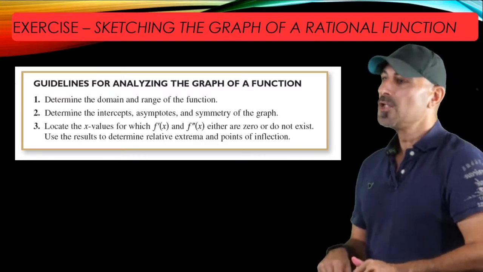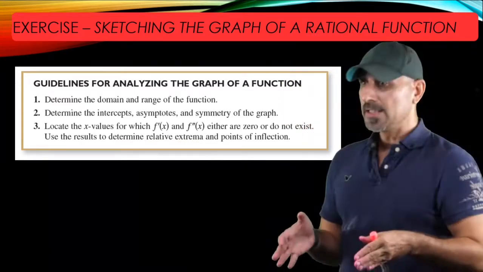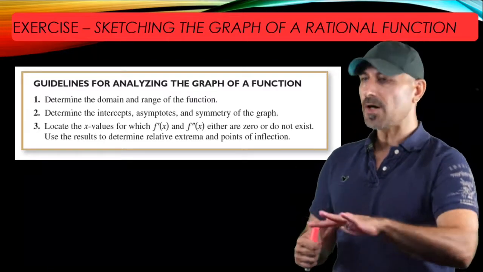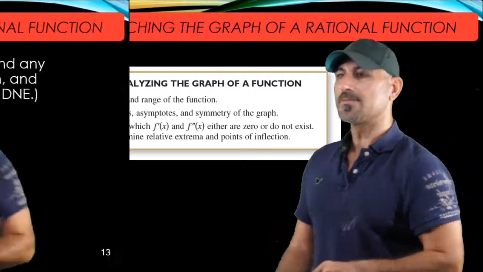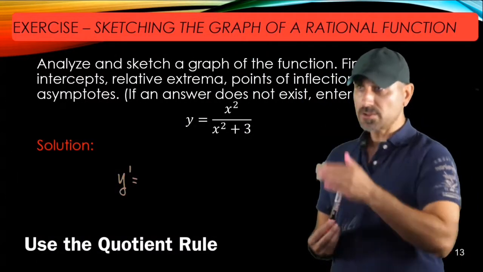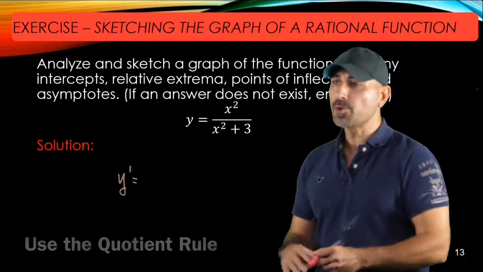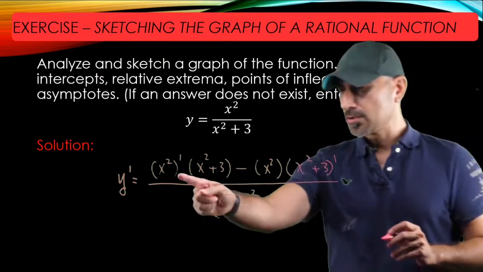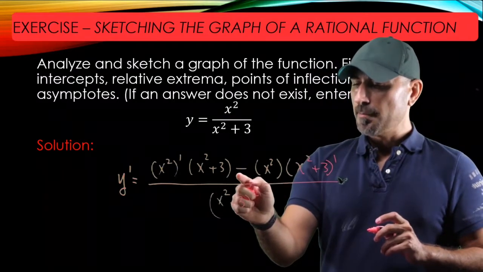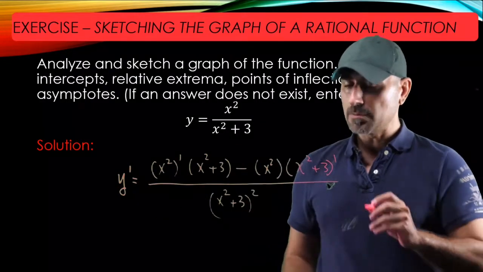Okay, good. So now let's move on to the last step, last guideline, to get some sort of conclusion, like increasing, decreasing, concave upward, downward, that kind of stuff. Well, here we go. Let's look at y prime. Well, we have a quotient, x squared over x squared plus 3. Why don't we go ahead and use the quotient rule? Here's the application of the quotient rule. So you have the prime of the top times bottom, minus top times the prime of the bottom, all divided by bottom squared. There we go.